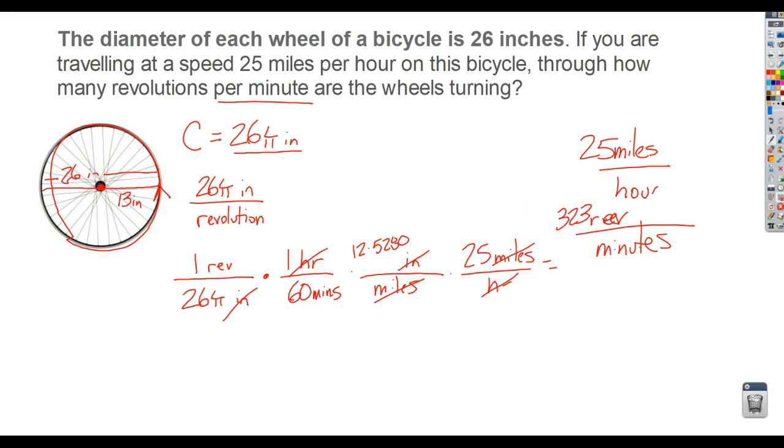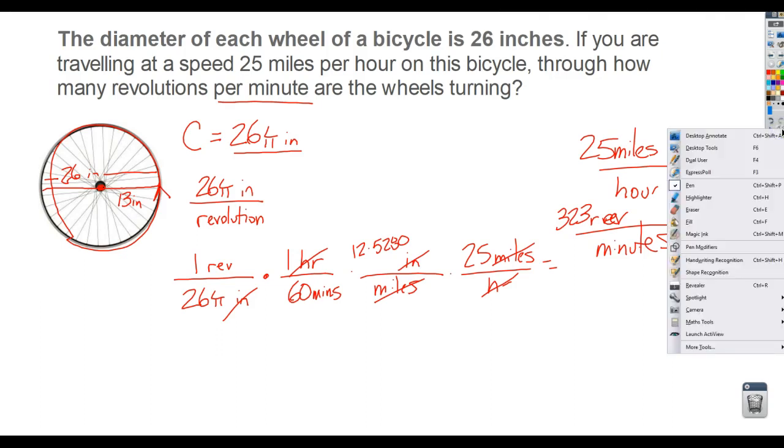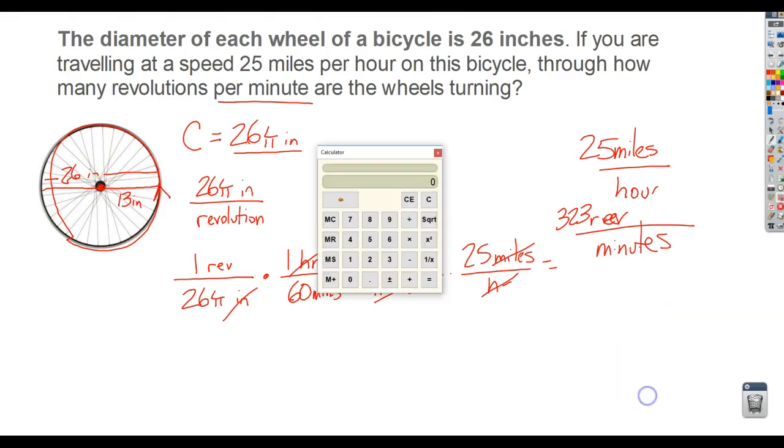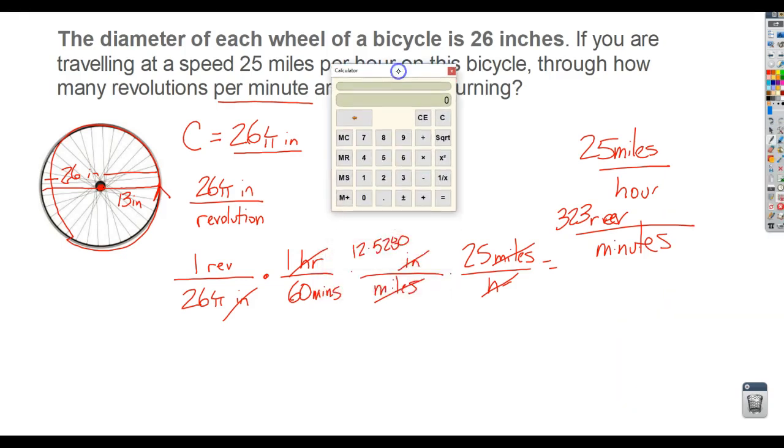revolutions per minute. In fact, let's go ahead and pop out the calculator here real quick. Let's see, math tools, calculator. So we got 12 times 5280, times 25 equals, that's the number, but then we have to divide that by 26. This isn't scientific, I don't have a pi function on there, so we'll divide with that.